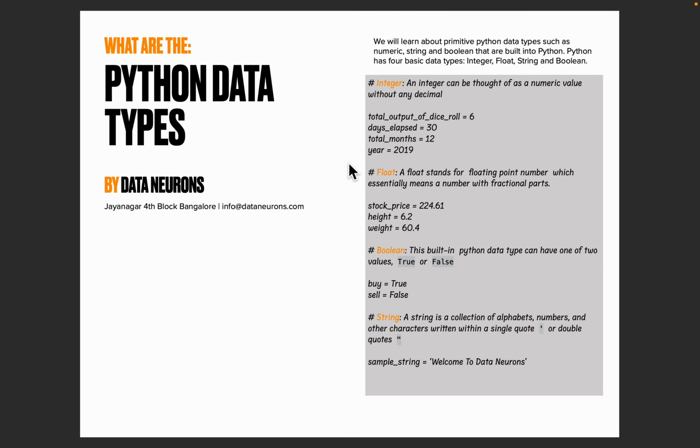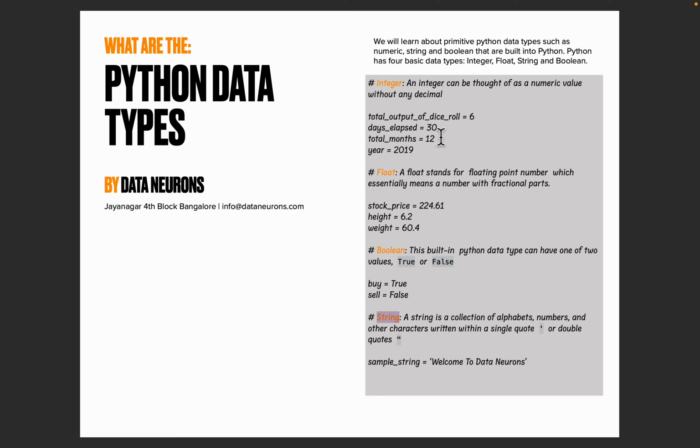Okay, so today we are going to talk about what the Python data types are. There are different data types. For example, we have integer, float, Boolean, and string. These are very basic building blocks for any programmer to know before we get more into the details of programming.